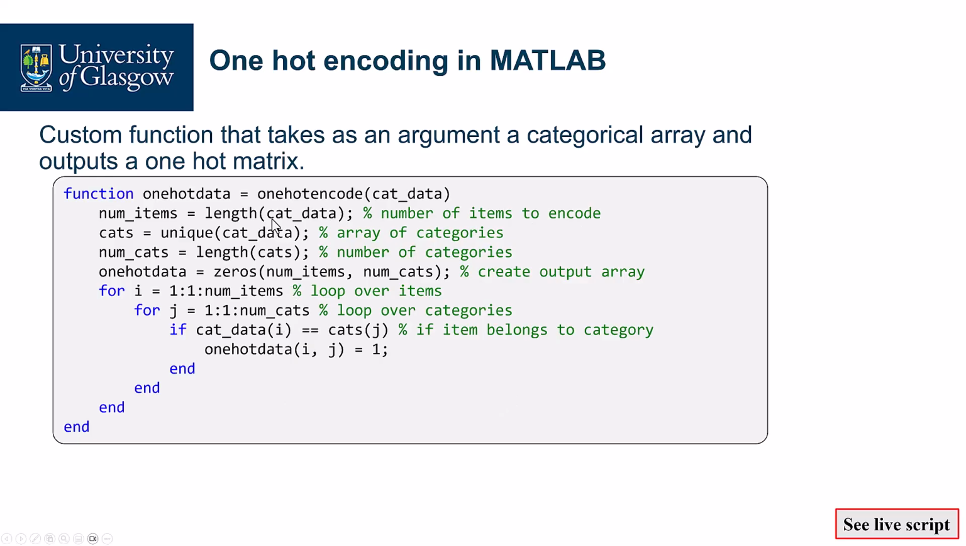So some hints we can see. First, we use a lens to get the cat data. This is the objects, right? Then we know the number of items to encode. Through these 2 lines, the unique function and this lens function, we know the number of categories.